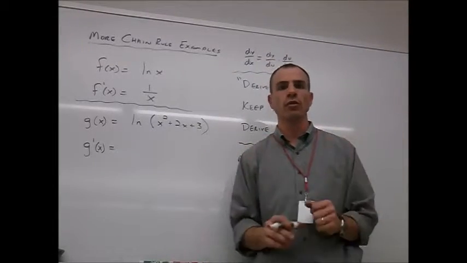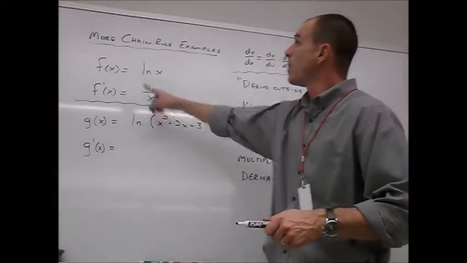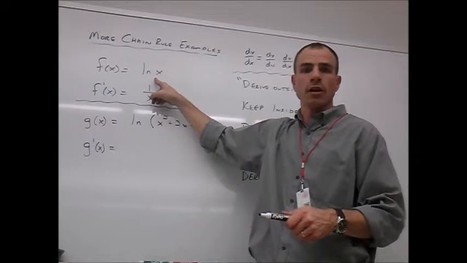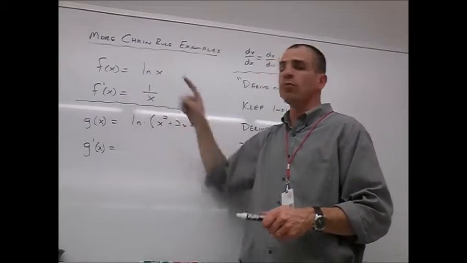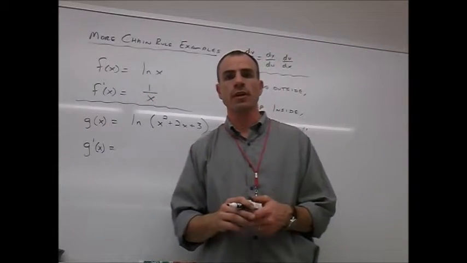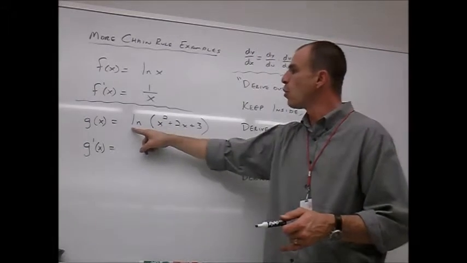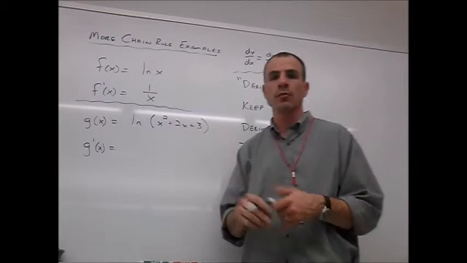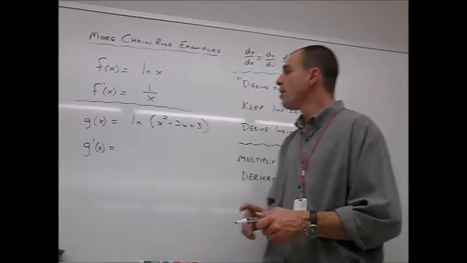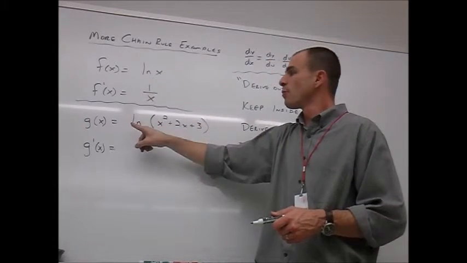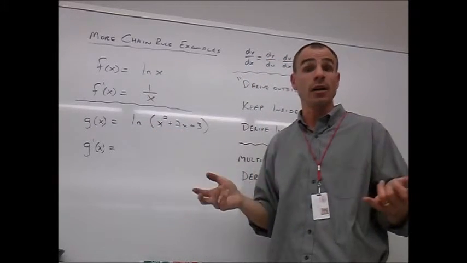Okay, last chain rule example for the day. f of x is natural log of x. The derivative of that is 1 over x. We just talked about that in the previous video. What if we had something more than x that we're taking the natural log of? What if, instead of the natural log of x, we're taking the natural log of ugly?